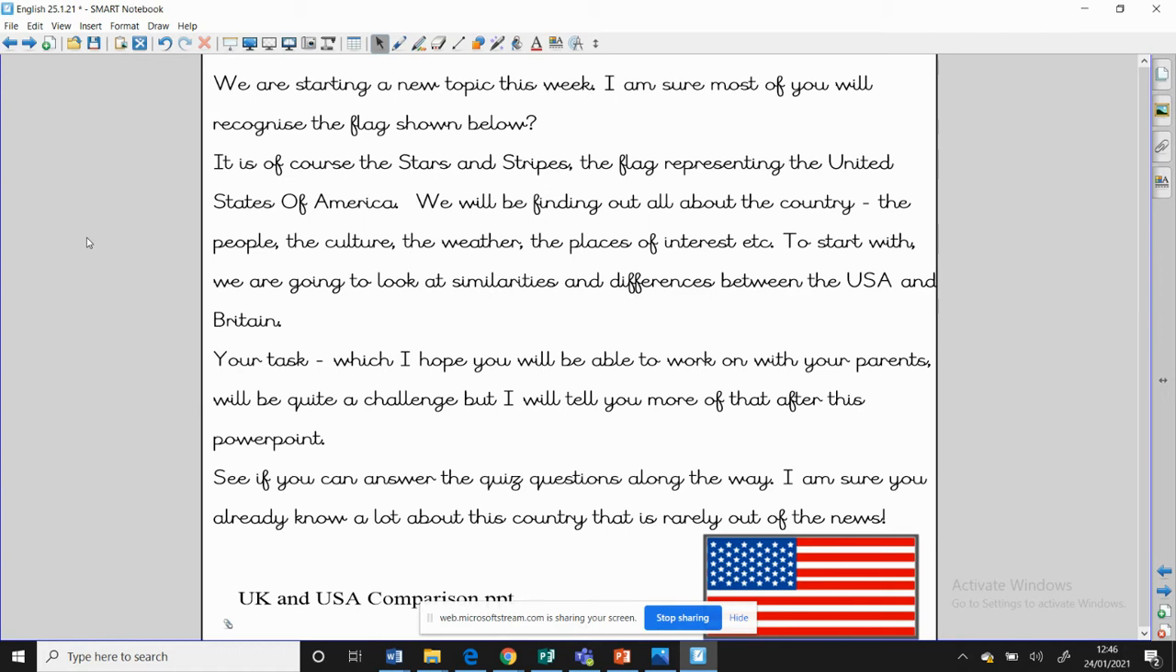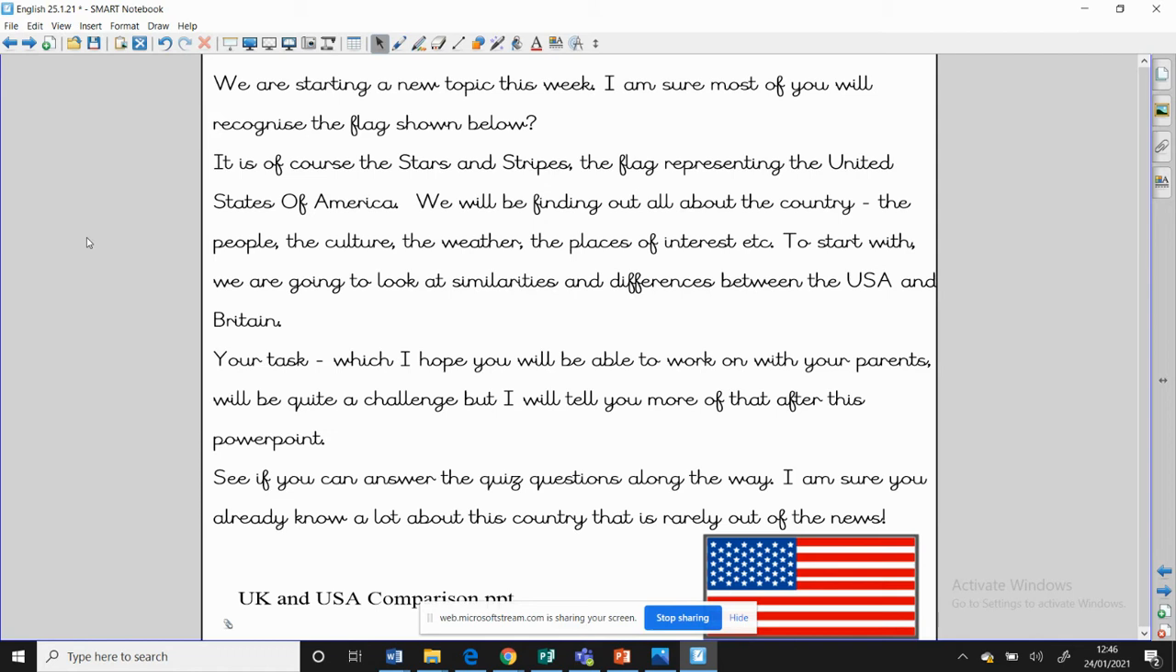There are lots of similarities between the two countries, but there are also some differences as well, which I'm sure some of you will be aware of already. Now, your task, which I hope you'll be able to work on with your parents, will be quite a challenge, this first one, but I'll tell you more about that after we've looked at some of the slides on this PowerPoint. See if you can answer the quiz questions along the way. I'll pause and give you a few seconds to see if you can guess before revealing the answers.